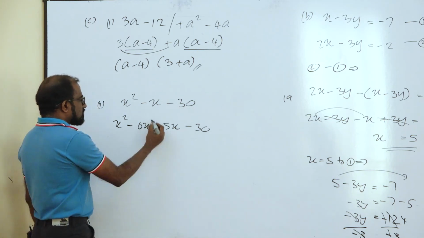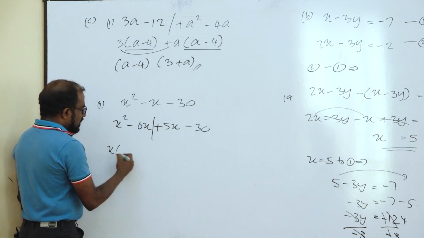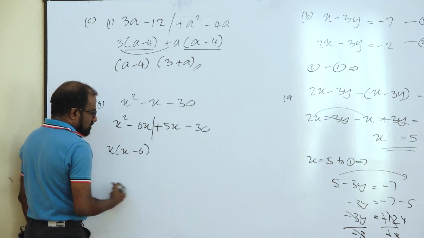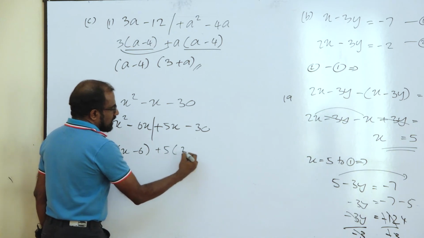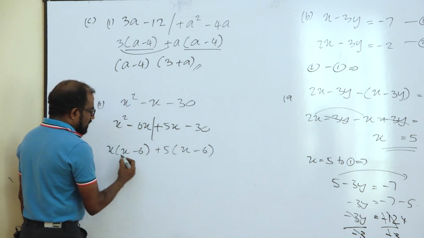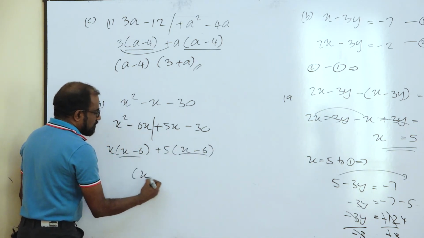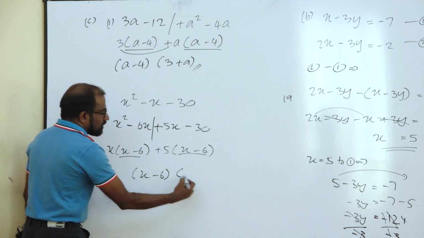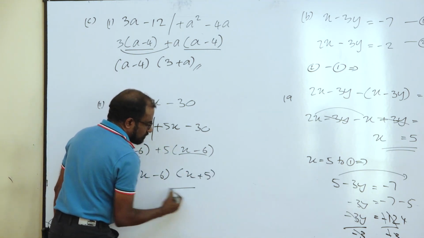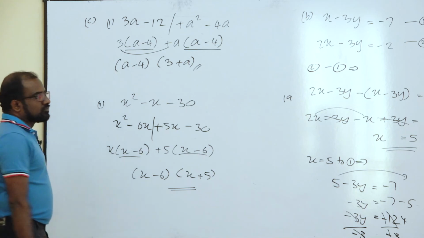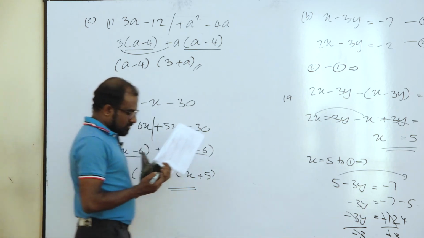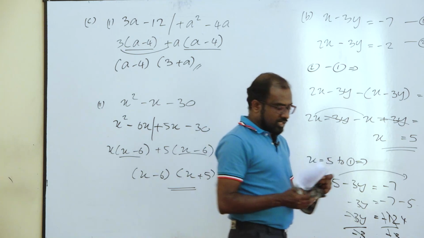Now you can factorize, divide into two parts. X is taken out, x minus 6, plus 5 is taken out, x minus 6. What are the two factors? X minus 6, the other factor, x plus 5. That's how you can factorize this trinomial quadratic expression.